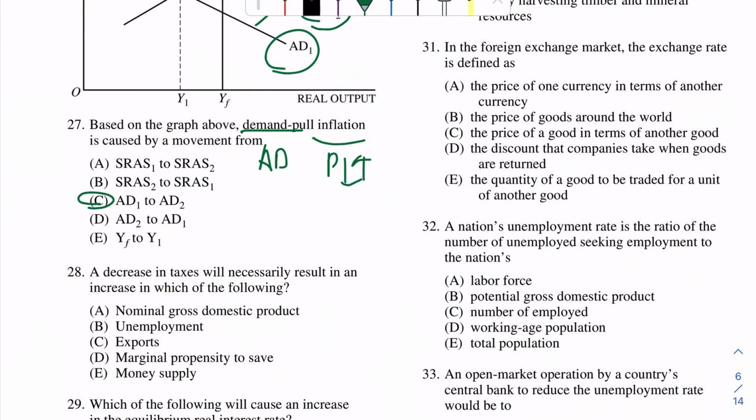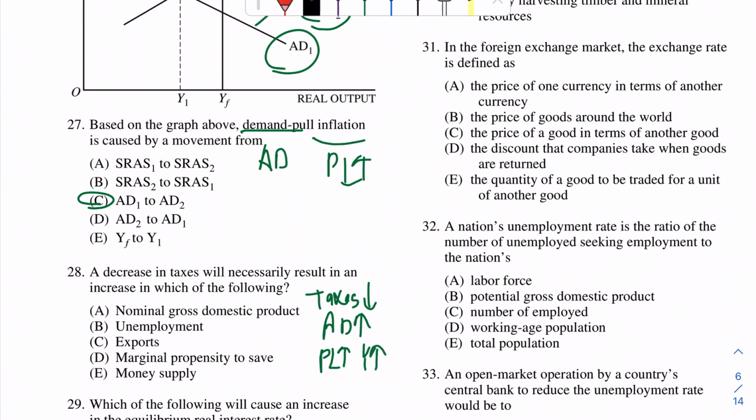28. A decrease in taxes will necessarily result in an increase in which of the following? So taxes go down, aggregate demand will go up. Okay, so let's see. Did this change nominal GDP? Yeah, it could, right? Because price level goes up and output goes up. So this could change the nominal.